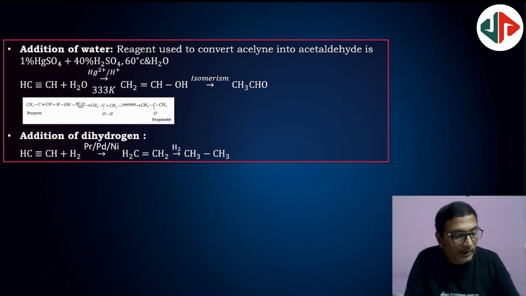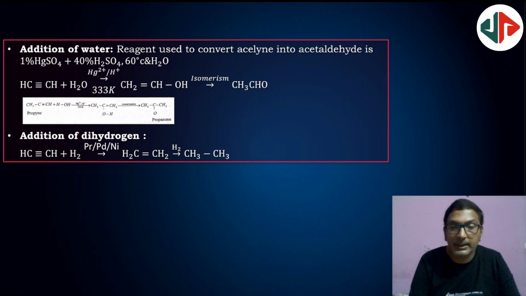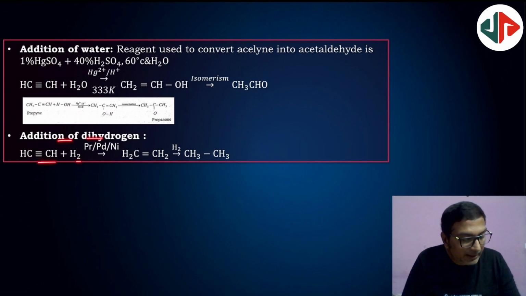Next, addition of water. Acetylene first gives vinyl alcohol, which on tautomerism gives acetaldehyde. So very important for competitive exams. Next, addition of dihydrogen gives first alkene, next alkane.